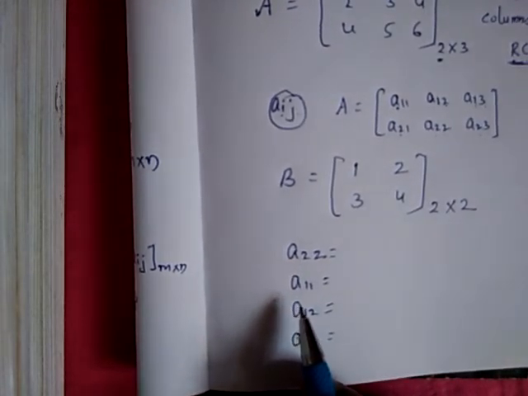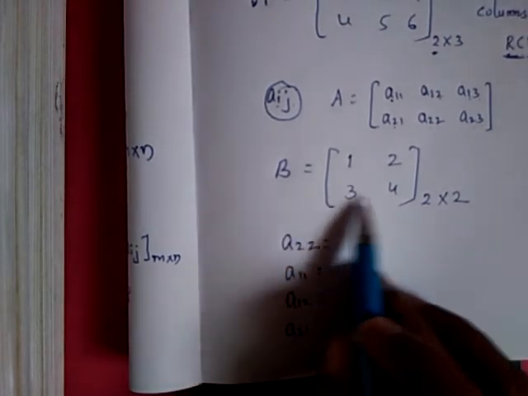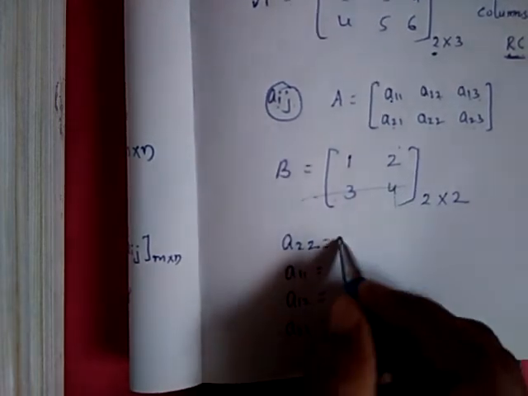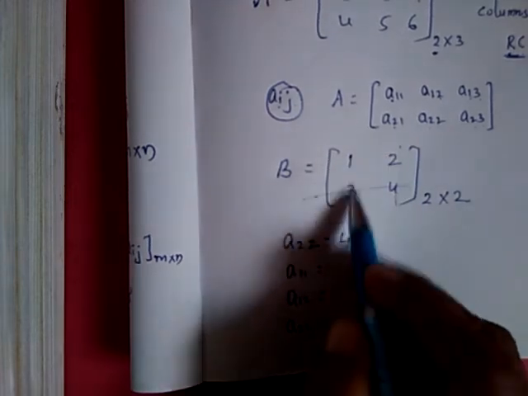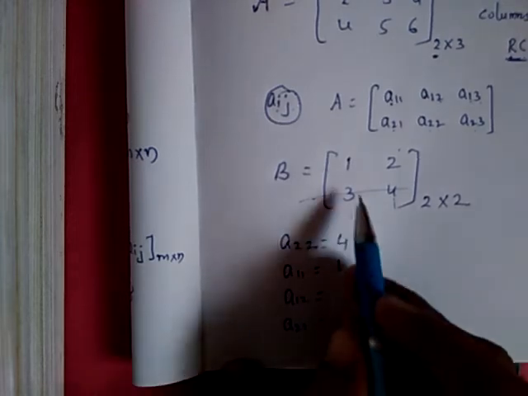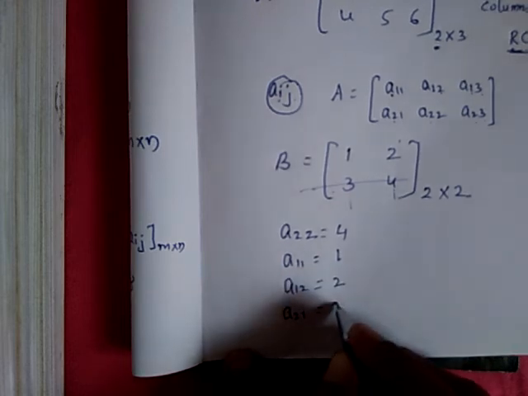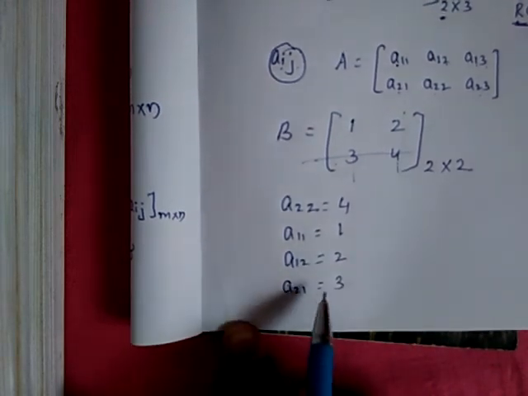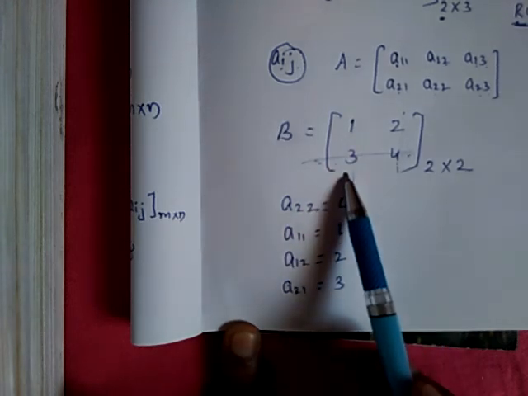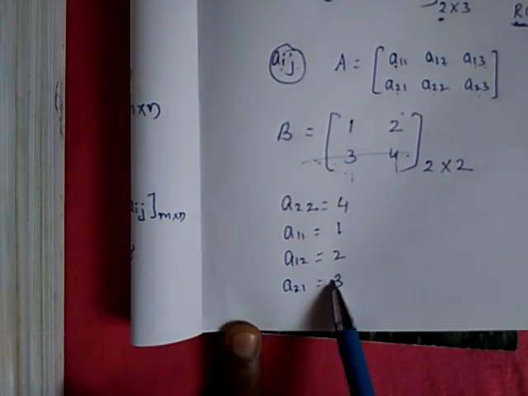A22, A11, A12, A21. Okay, A22 means second row, second column, means this intersection point, so it is 4. A11 first row, first column, so it is 1. Next A12 means first row, second column, so this will be 2, and the remaining one will be 3. What is that? A21. A21 means second row, first column, means this intersection. So this will be 3.